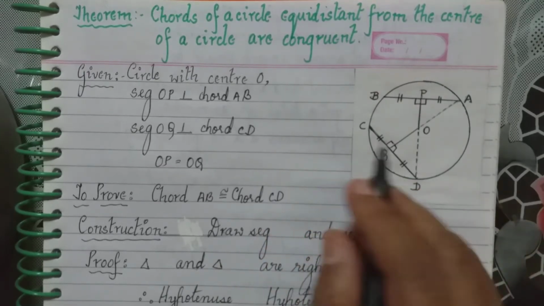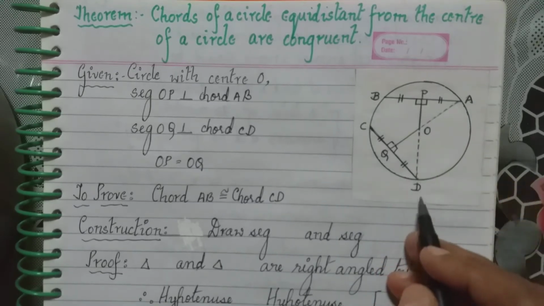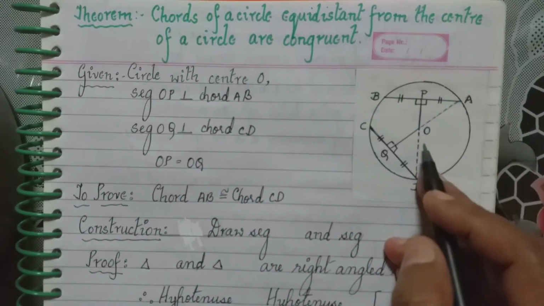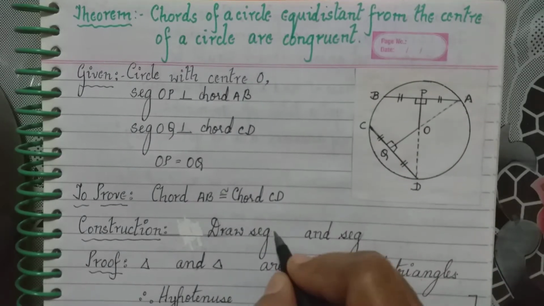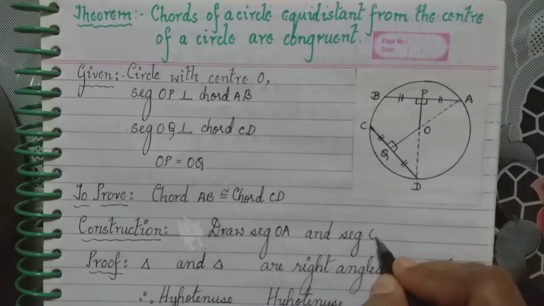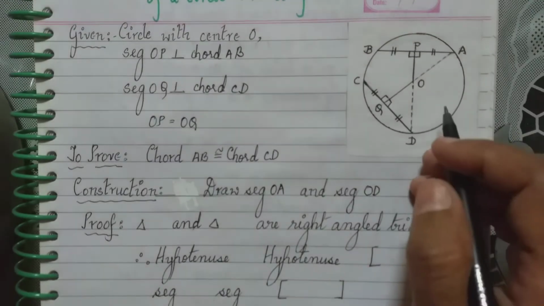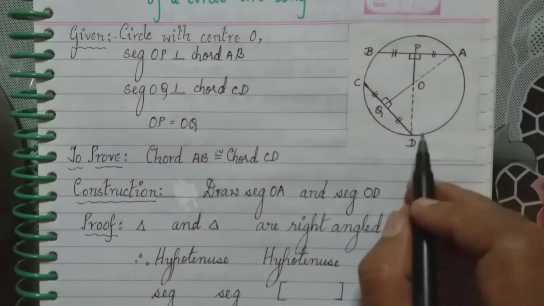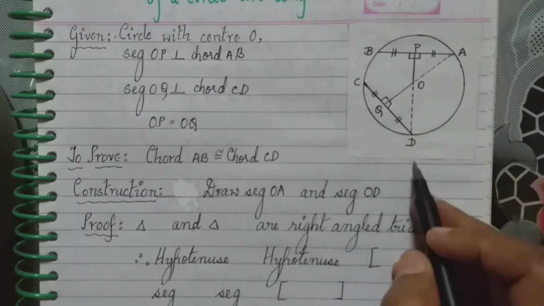Now we have a construction to do, and what construction have we to do? That is what is done in dotted lines. Join segment OA and segment OD. So draw segment OA and segment OD. Now we look at the two triangles here. We have triangle OPA and triangle OQD.